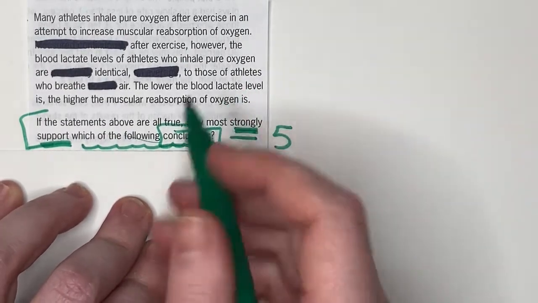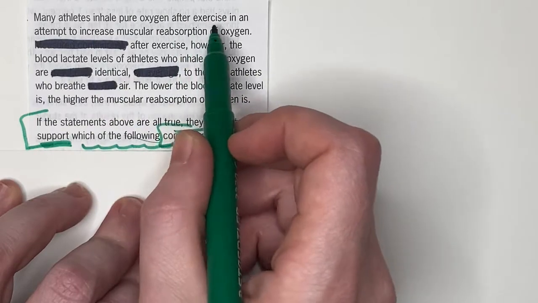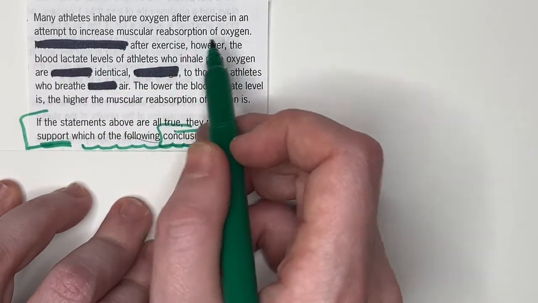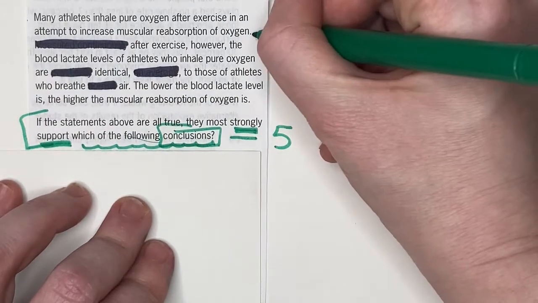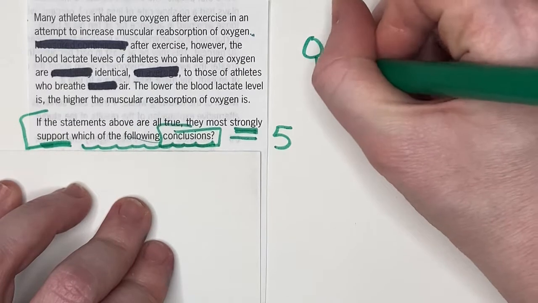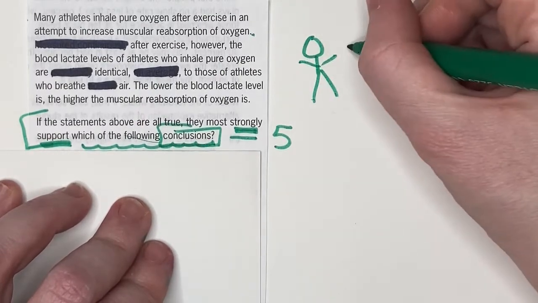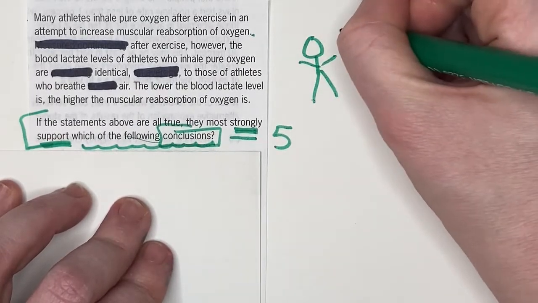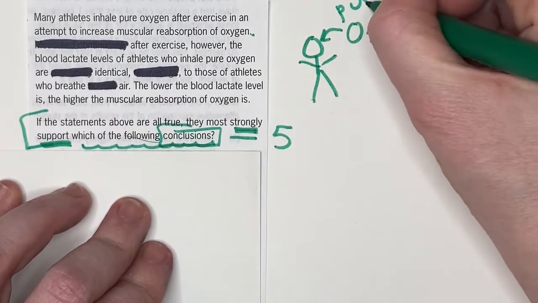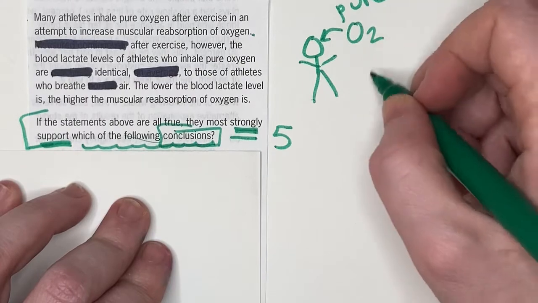intuitively as we can. Many athletes inhale pure oxygen after exercise in an attempt to increase muscular reabsorption of oxygen. Great, so we stop there, and then we'll make a little note of it. For me, I might draw a little stick figure of an athlete, right? And I might put O2 for oxygen. So they're putting pure oxygen. If you want to write the word pure, we could do that. Oops, sorry, it's a little off the screen.